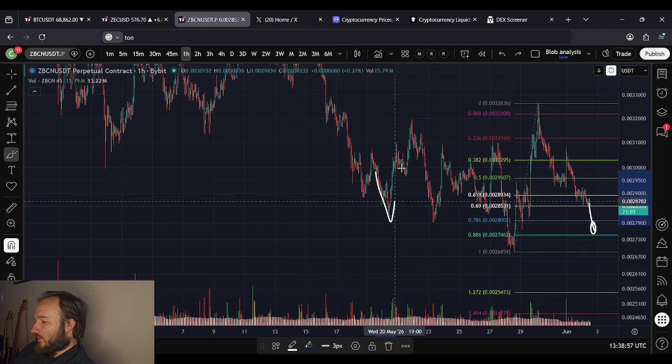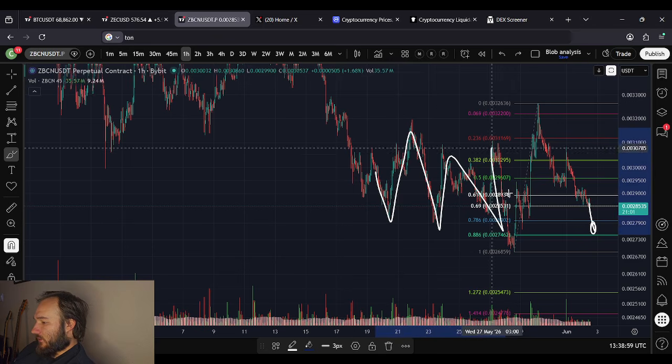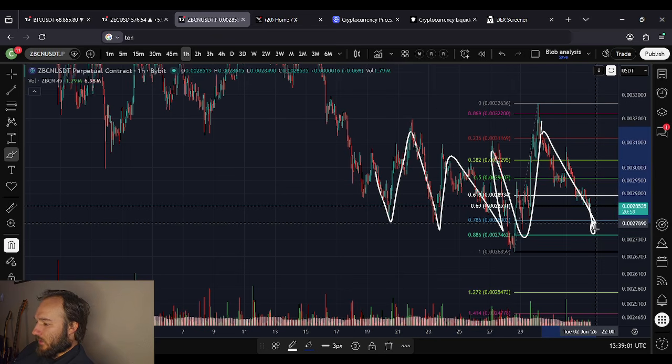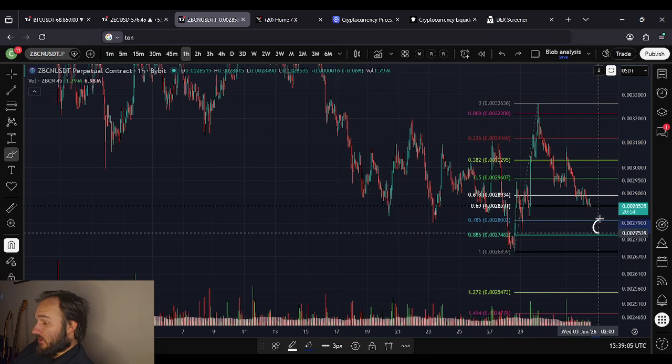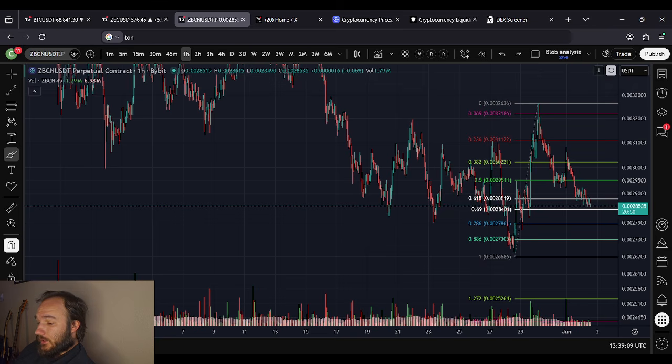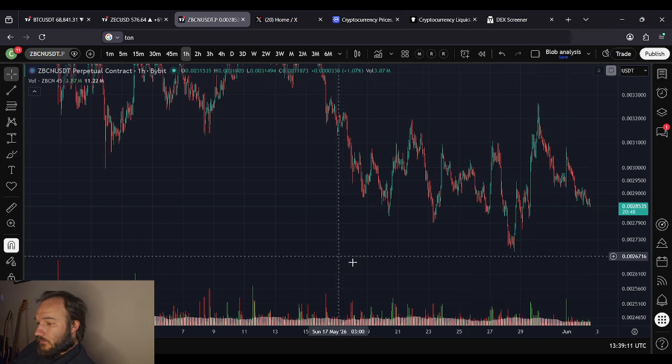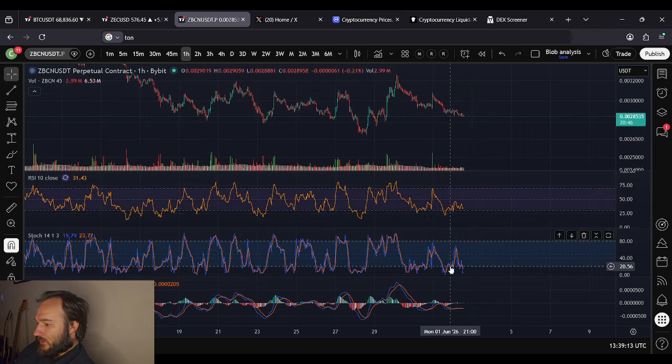And as you find support in this area every single time, it's getting weaker and weaker. I would expect a weaker reaction, and then you do get sent down. Perhaps you don't even find support here at all, and you just send it right through. Time will tell. Anywho, 1 hour time frame, looking at the indicators.